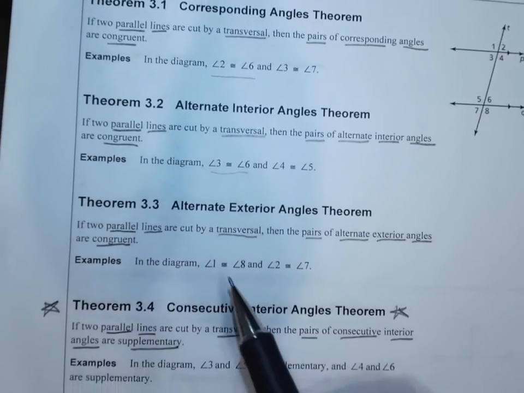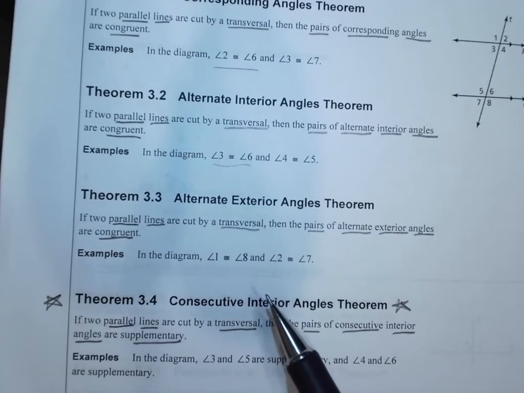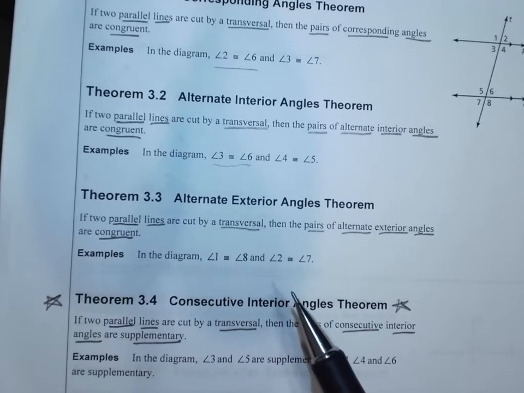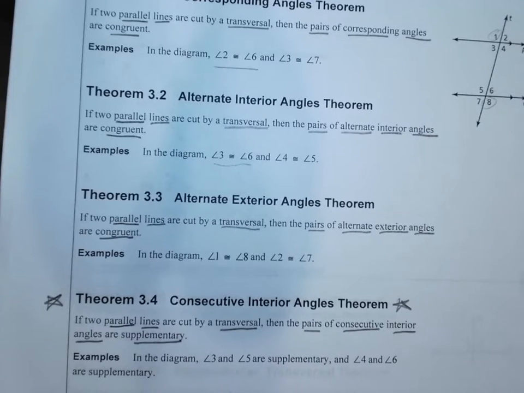The next one is the alternate exterior angles theorem, which says if two parallel lines are cut by a transversal, then the pairs of alternate exterior angles are congruent. Alternate exterior angles are outside our parallel lines but on opposite sides of the transversal. So 1 and 8 are congruent, and 2 and 7 must be congruent.